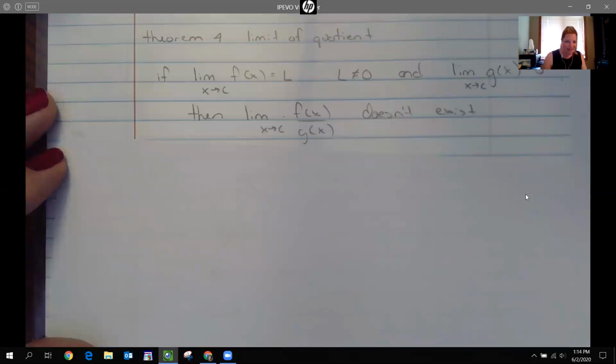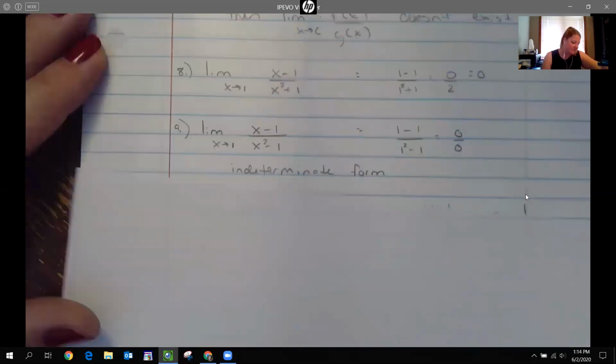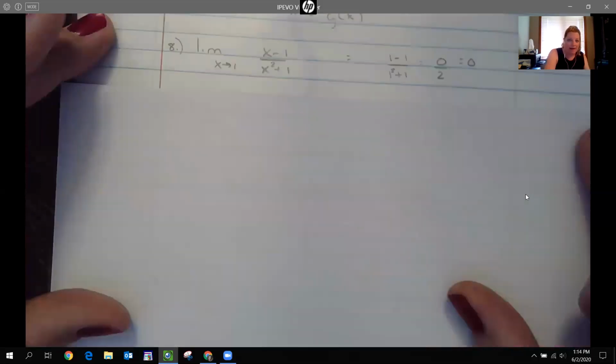Whoops. Okay. So, oops, that's still the theorem. I just want to look at the actual examples. I just think it'll make more sense. Okay, maybe. All right, here we are.